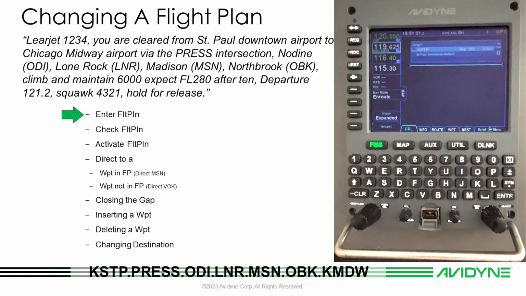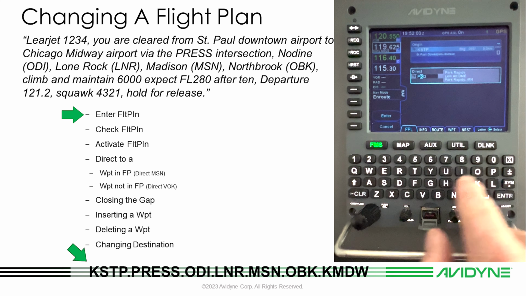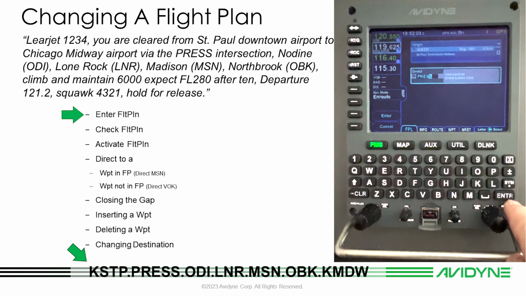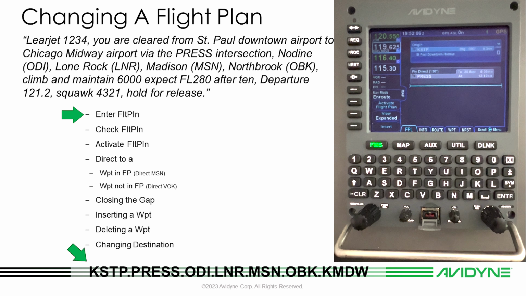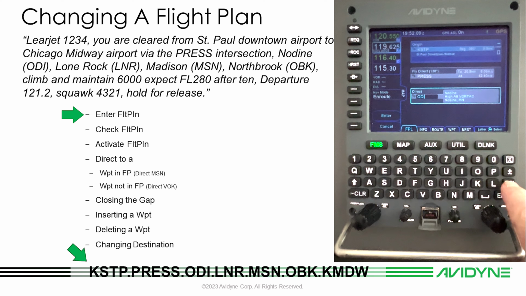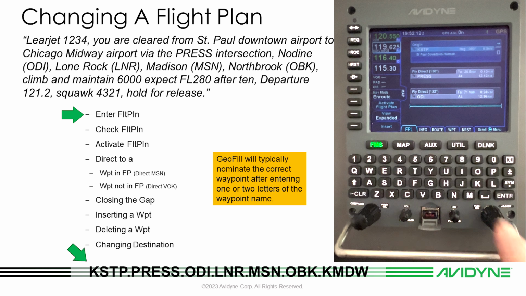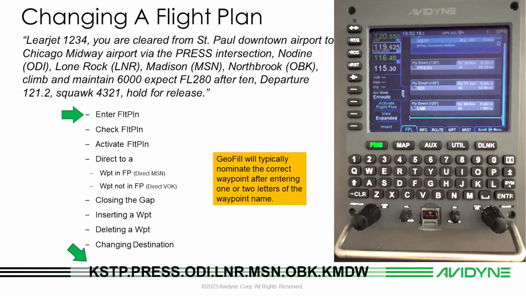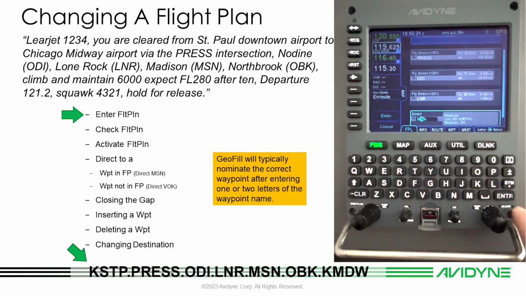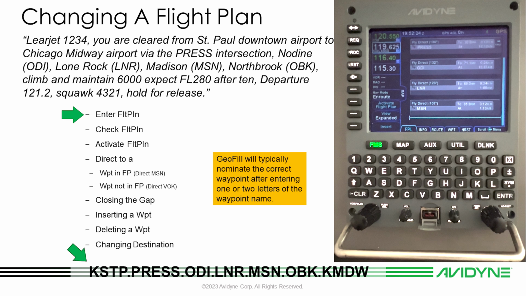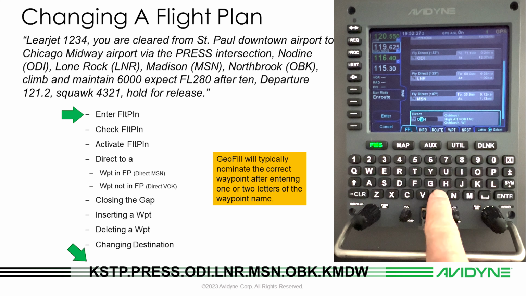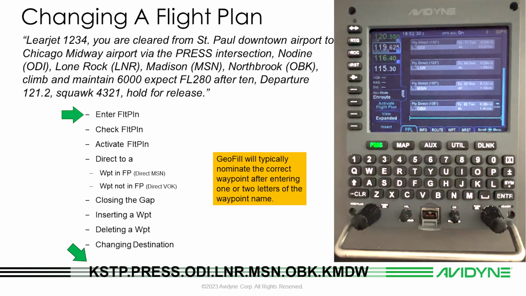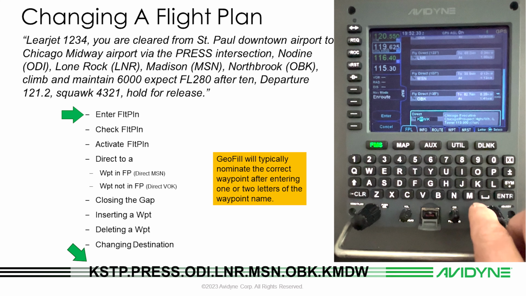For this demo, I will enter the flight plan just as it is shown below, using the period key in between each waypoint. We verify the origin, then hit the period or the dot key, enter PRESS on the keyboard, then dot, ODI dot, LNR dot, MSN dot, OBK dot, then our destination airport, KMDW, enter.